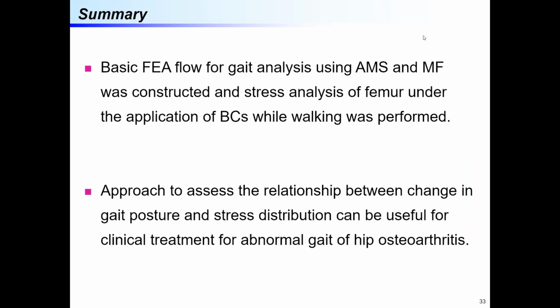Let me summarize my talk. Basic FEA flow for gait analysis using AnyBody and Mechanical Finder was constructed, and stress analysis of femur under the application of boundary conditions while walking was performed. Approach to assess the relationship between changing gait posture and stress distribution can be useful for clinical treatment for abnormal gait of hip osteoarthritis.